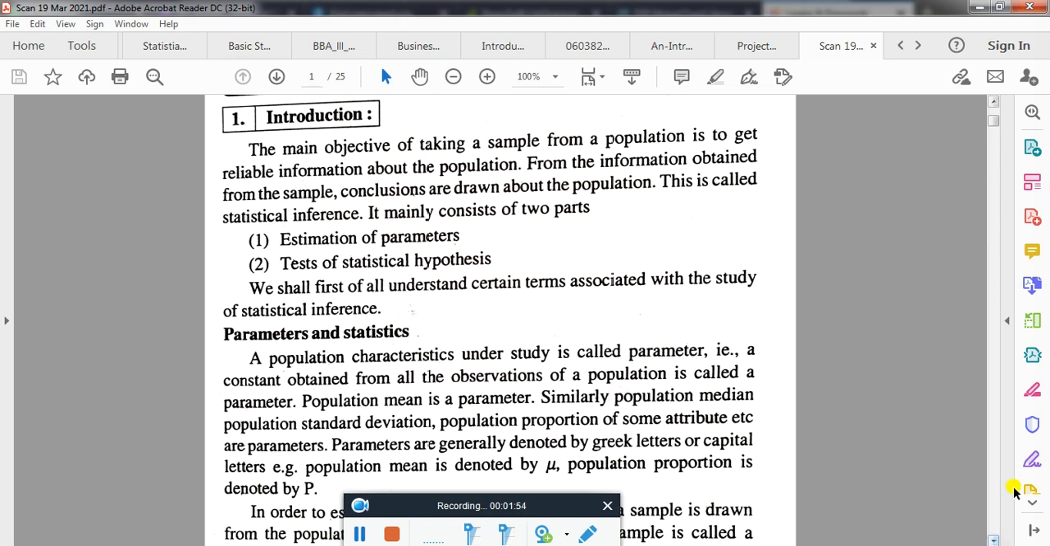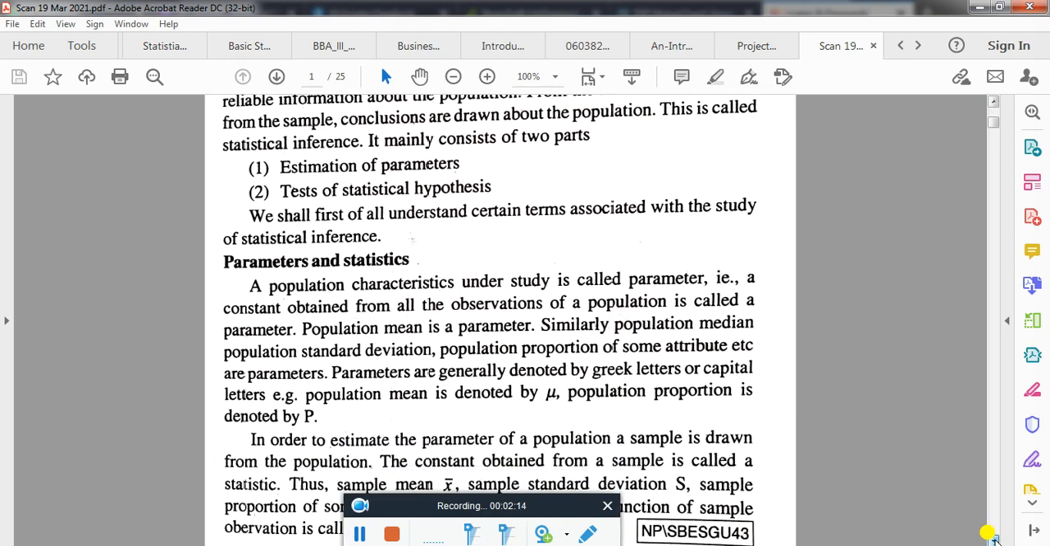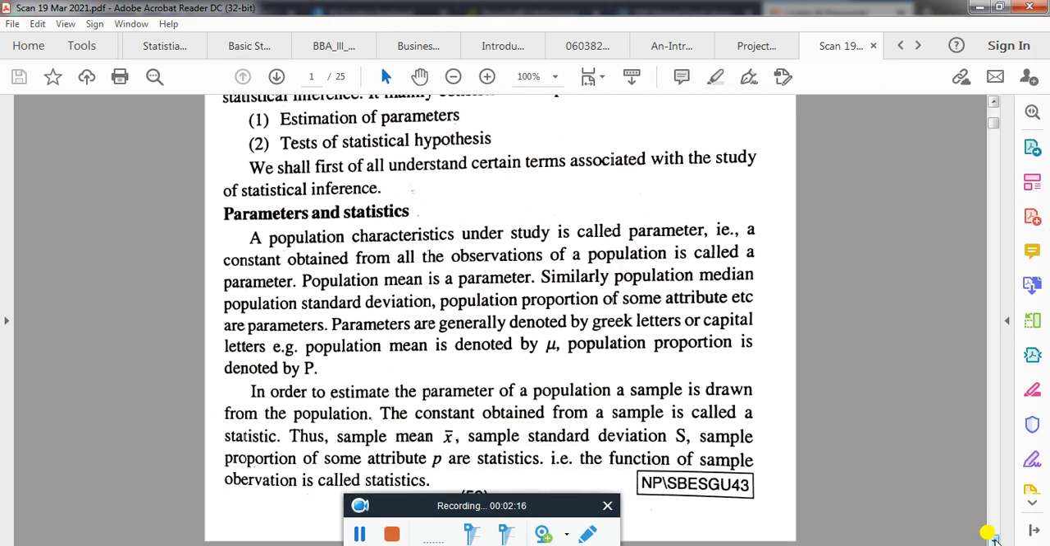So population mean is a parameter value. Similarly, population median is also a parameter, standard deviation is also a parameter, population proportion of some attributes etc. are called parameters. Parameters are generally denoted with Greek letters, which you must know: mu, sigma, and capital P. For the proportion value we use capital P.